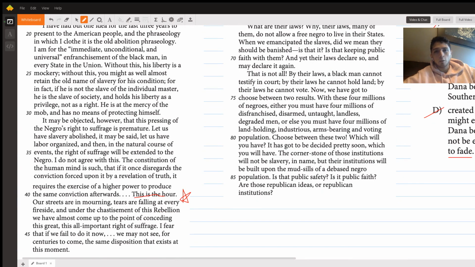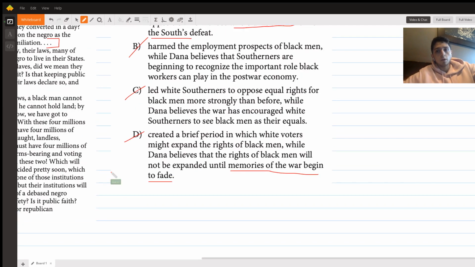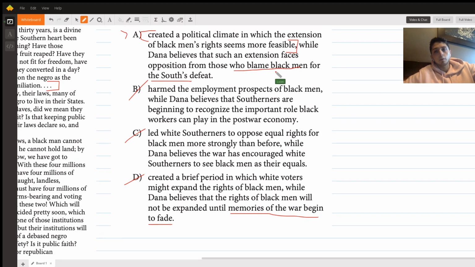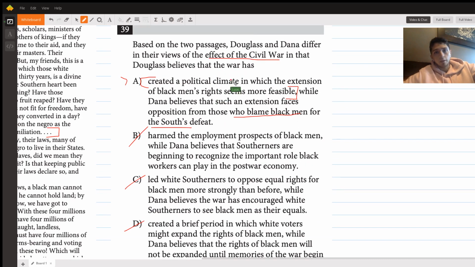But still, where's he talking about the Civil War? I think it's here where he says, our streets are in mourning, tears are falling at every fireside, and under the chastisement of this rebellion, we've almost come up to the point of conceding this all-important right of suffrage. So by talking about the rebellion, he's referencing the Civil War, and he's saying this is the hour. So this is going to be the text there. But the part about Dana is very important, because that's clearly the text that will support this. So we choose answer choice 7.